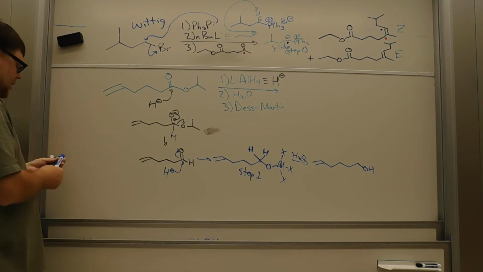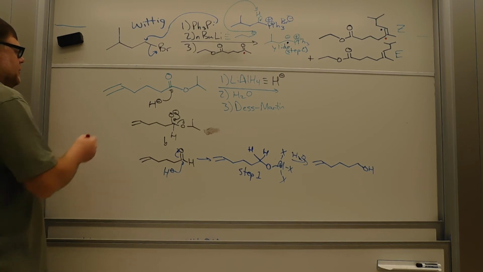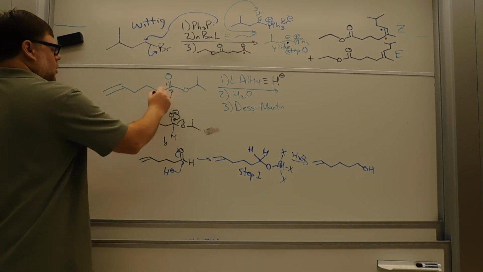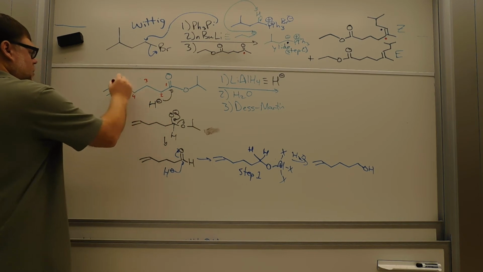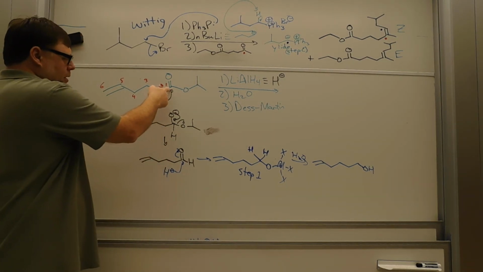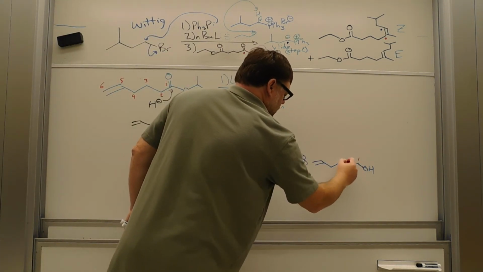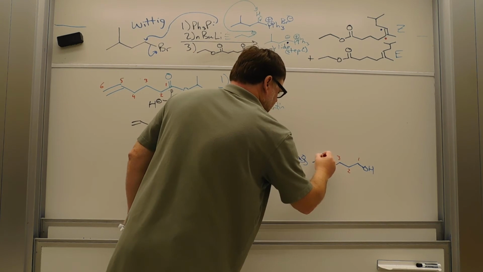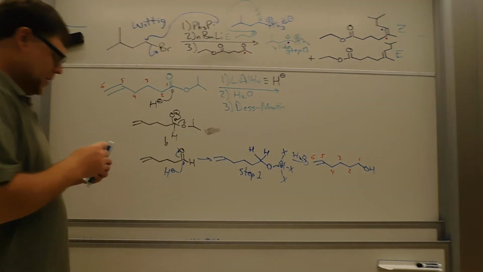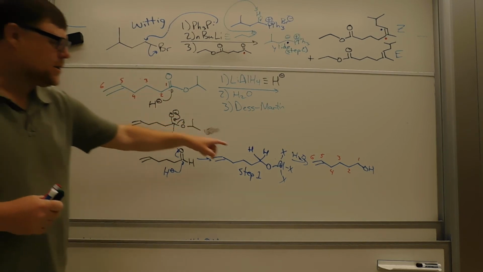Starting down at the alkene, let's put some numbers on these. So carbonyls 1, 2, 3, 4, 5, 6. So the carbonyl carbon is going to be that one. 1, 2, 3, 4, 5, 6. So I got the right number of carbons. Hallelujah. Okay, so carbon 1 is carbon 1.